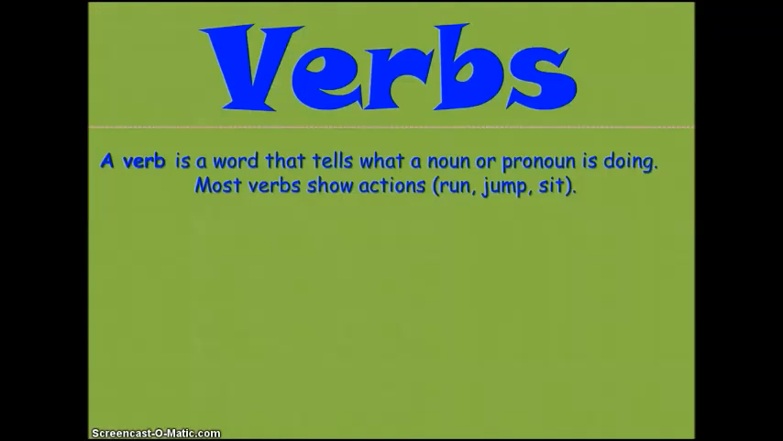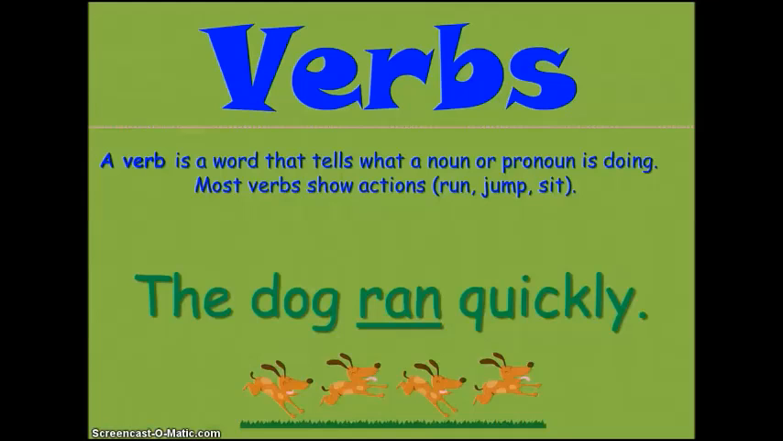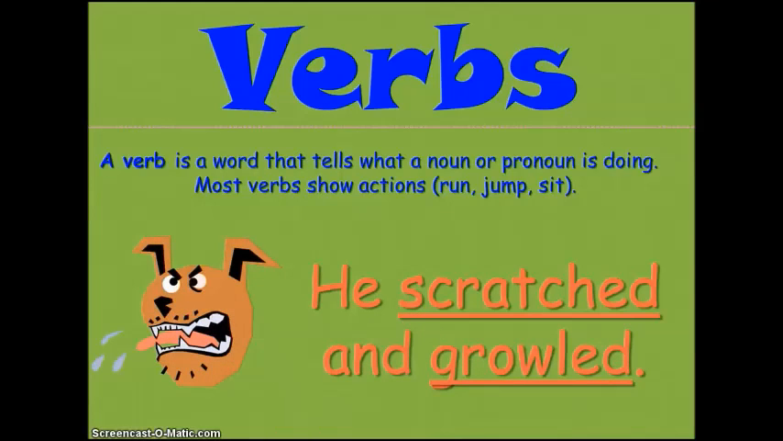So our next part of speech is verbs. A verb is a word that tells what a noun or pronoun is doing, and most verbs help us to show action. For example, Susie cried. In this full sentence that begins with a capital letter, ends with a period, and expresses a complete thought, our subject is Susie, and cried tells us what she did. How about here? The dog ran quickly. Ran tells us the dog's action. He scratched and growled. Here we have two verbs, scratched and growled.